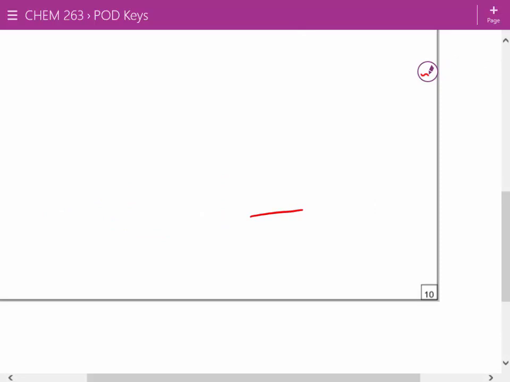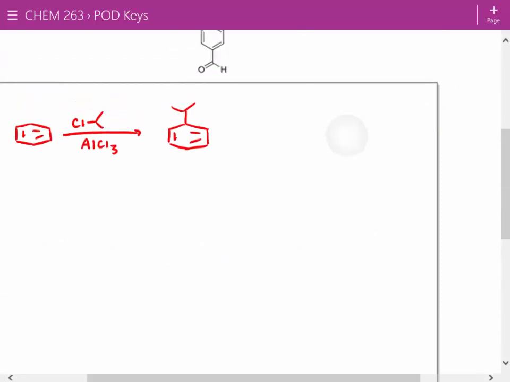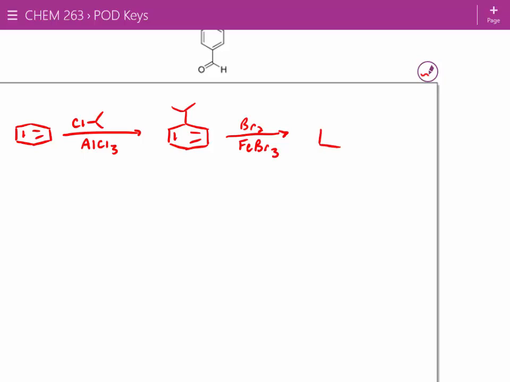Whoops, got fat fingers. And then you do your bromination, which will be directed para.